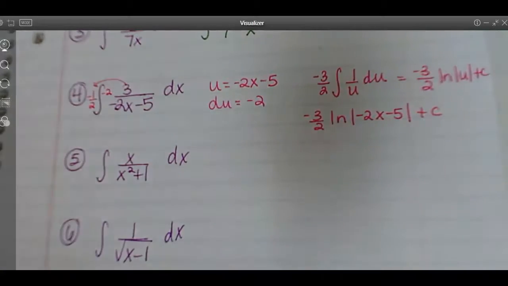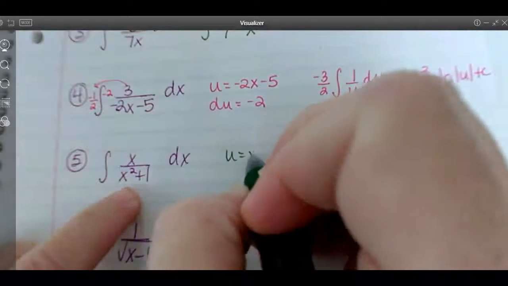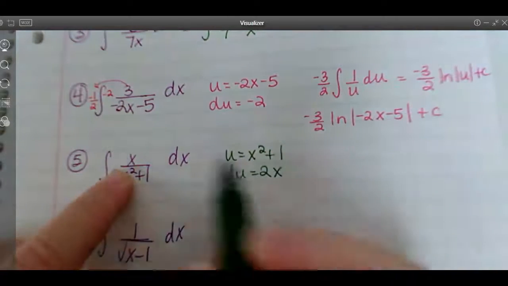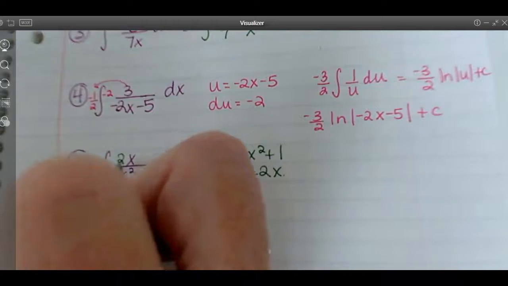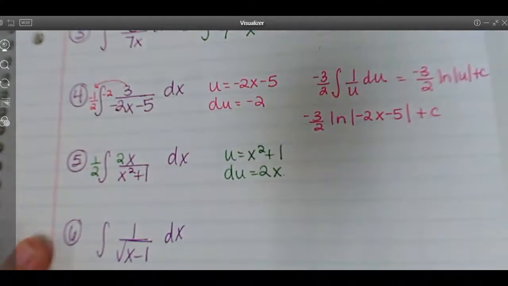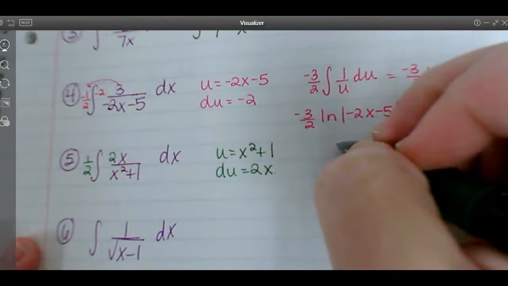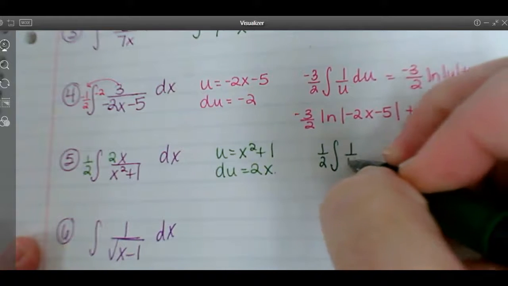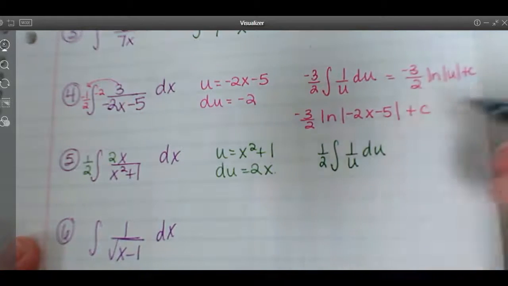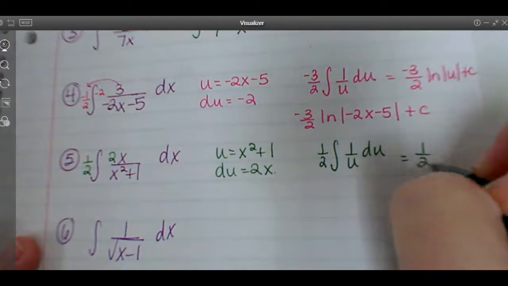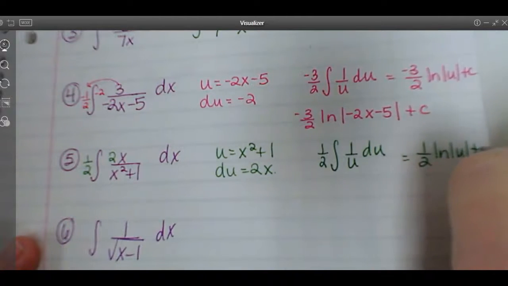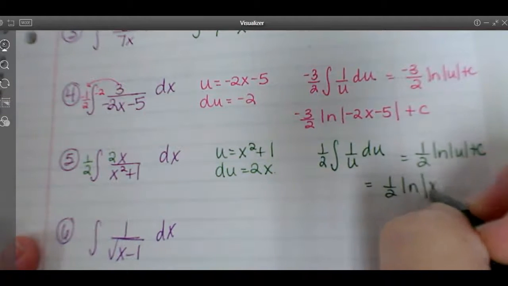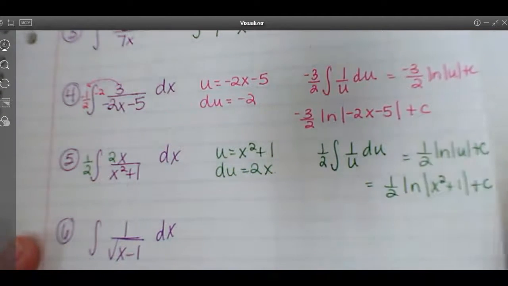So number 5, again, we're going to let u be the bottom. That means that du is 2x. This is nice. We already have our x. That means we're going to put a 2 in and take a 1/2 out. So when we rewrite this, this means we've got a 1/2 and then 1 over u du. 1 over u is natural log, so we know that this is 1/2 natural log of u, which means you get 1/2 natural log of x squared plus 1 plus c.